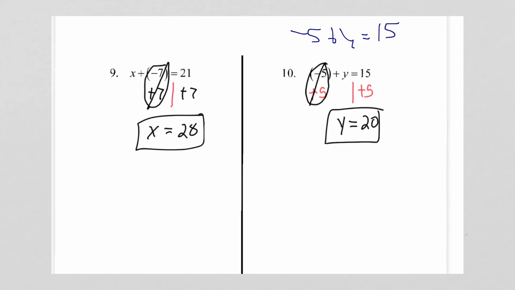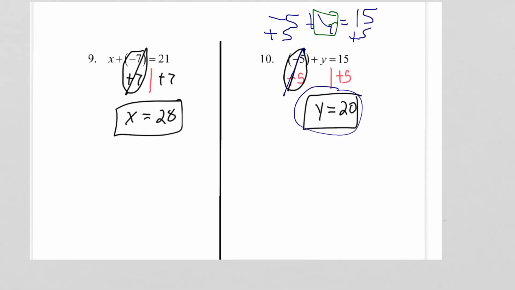Okay. All they're saying here is, hey, I have to solve. I have to get y single. The opposite of negative 5 is positive 5, and that's what they do. Bam, cancel. Bam, cancel. Oh, not cancel. Sorry, add. And I get y equals 20. That's all we're doing. We're just doing the opposite.